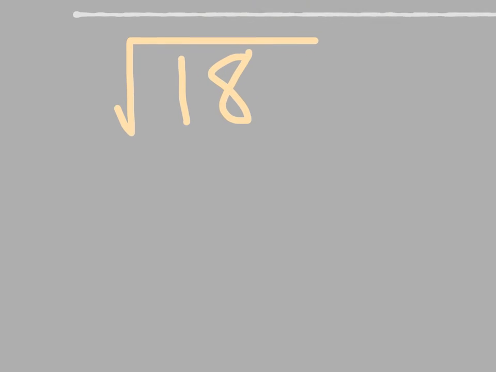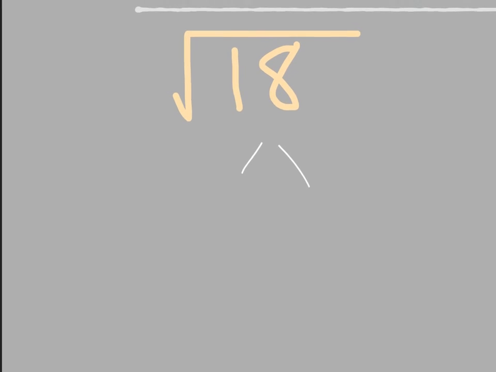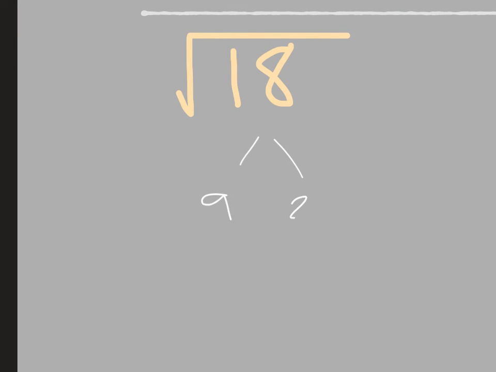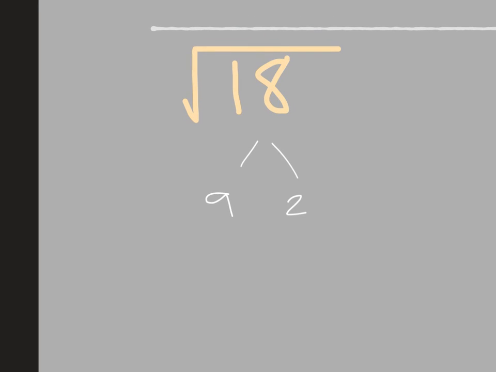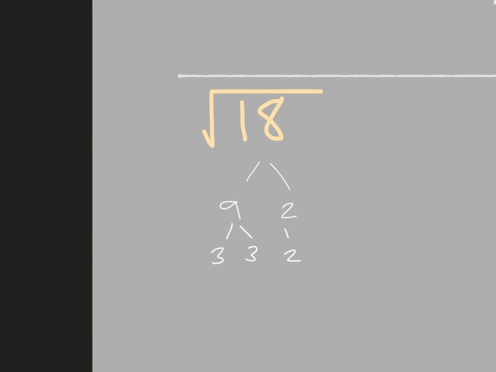Alright, square root 18. What are factors of 18? 9 and 2. Can we break this down anymore? What are factors of 9? 3 and 3. So it's 3 square root 2. Awesome. Circle a group of 3's. 3 comes out, 2 stays on the inside.